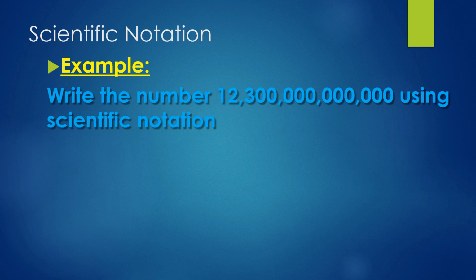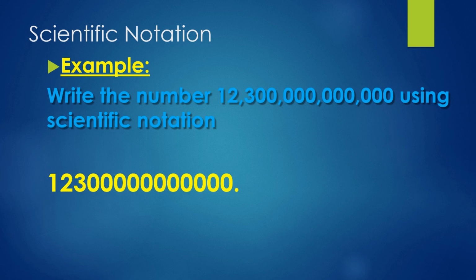Let's write the number 12,300,000,000,000 using scientific notation. Now I chose this number because it's just so out there that you can't even imagine 12,300 billion of anything. So let's use this and let's find out how to do it in scientific notation. First, we write our number, and I went ahead and put the decimal place in there for you just so you know where it is.